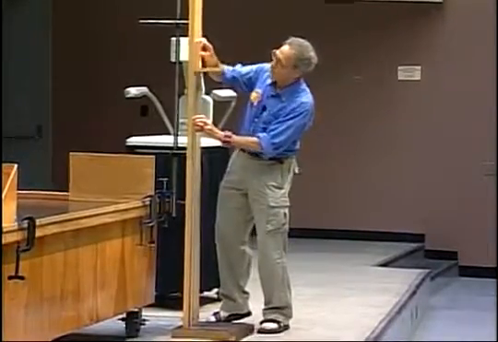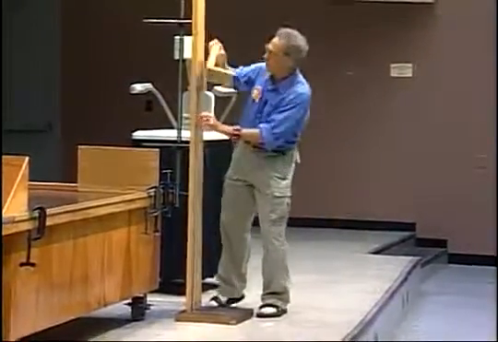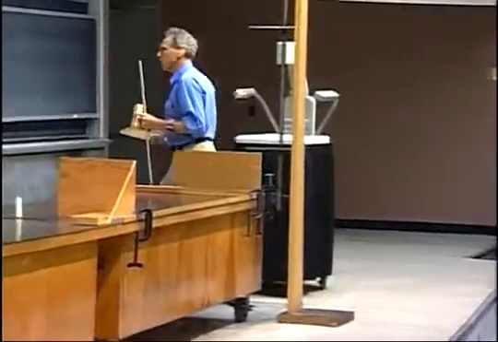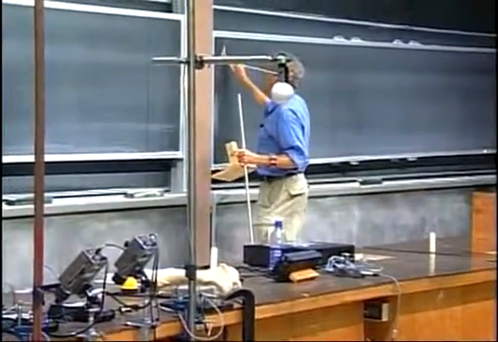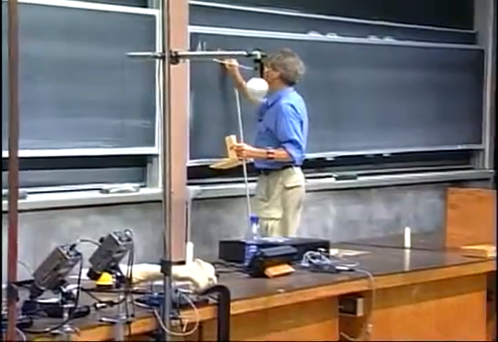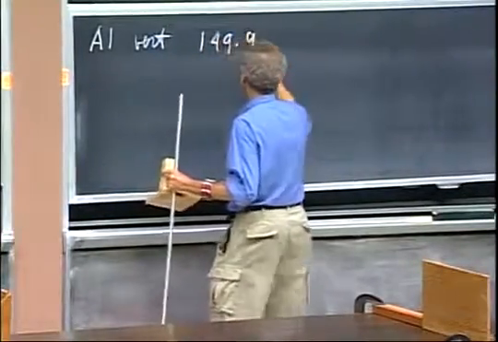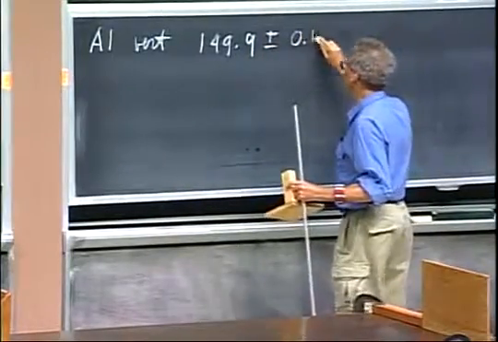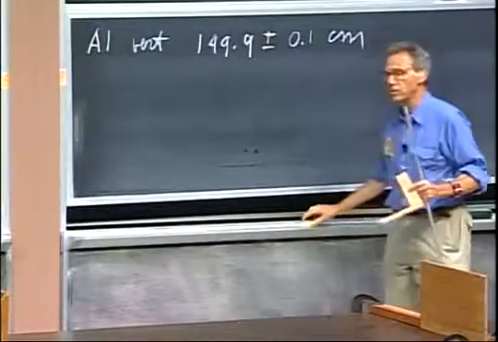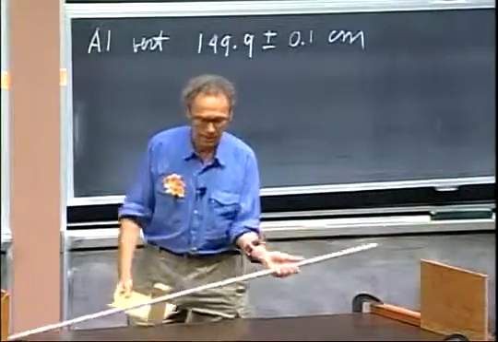So I measure here 149.9 centimeters. So this is the aluminum bar. This is in vertical position, 149.9. But I would think that the uncertainty of my measurement is probably 1 millimeter. I can't really guarantee you that I did it accurately any better. So that's the vertical one.